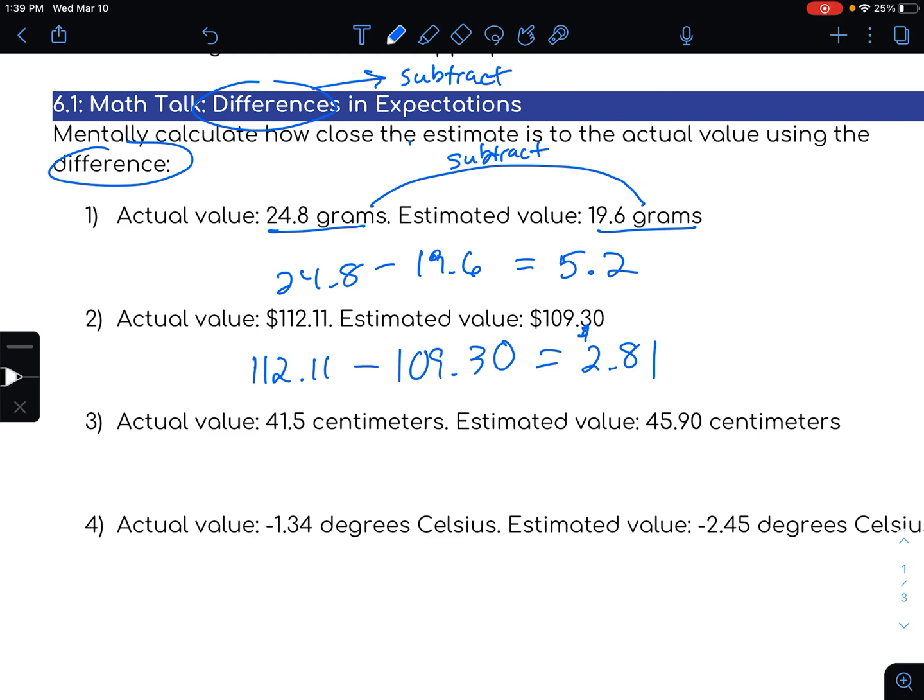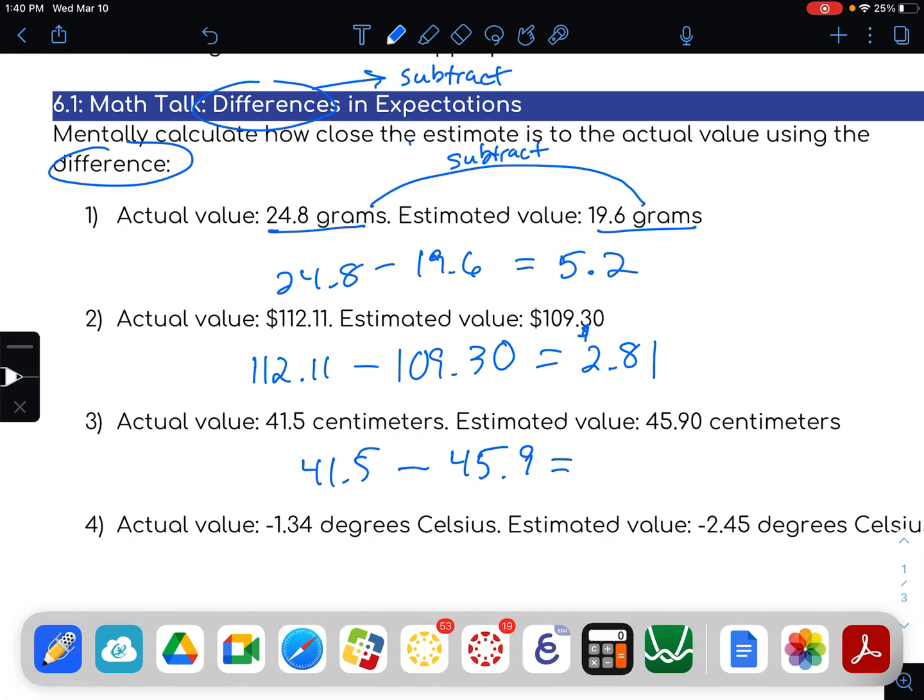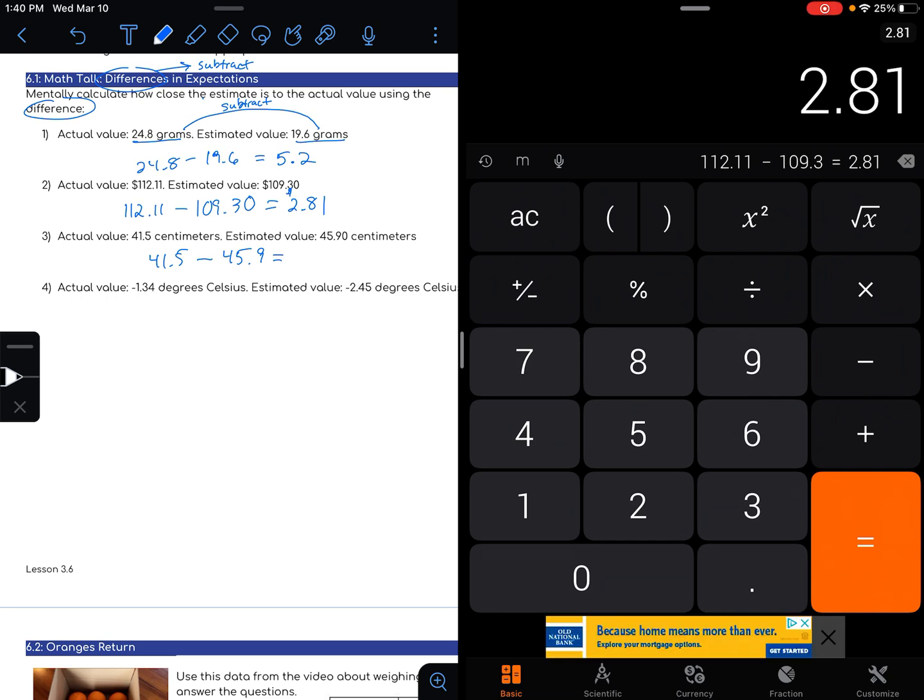Okay. Actual value of 41.5 centimeters, an estimated value of 45.9. If we're looking at just the difference between the two, that's roughly about a 4 centimeter difference. Notice though that the second one, the estimated one, is higher than the actual one. So when we subtract the two, that's going to give us a negative number. So it's going to be right around -4, all right? Let's put those in again. So 41.5 minus 45.9 is -4.4.